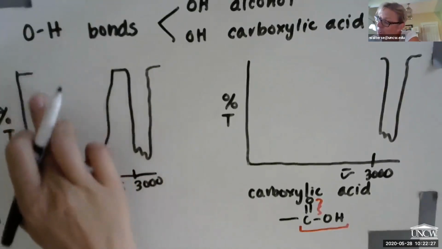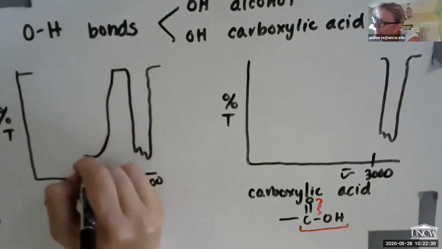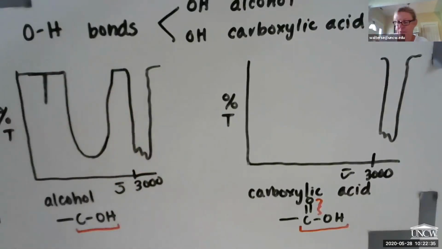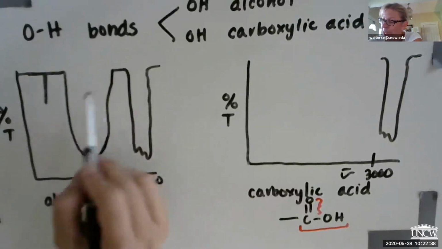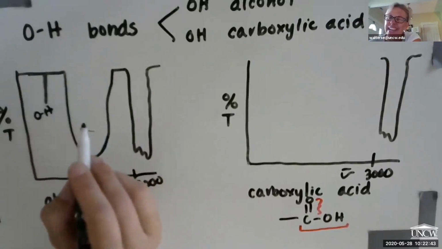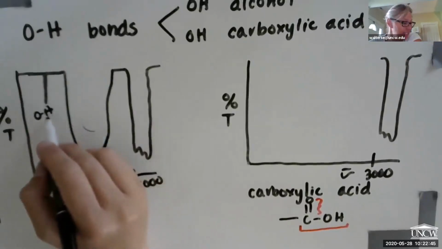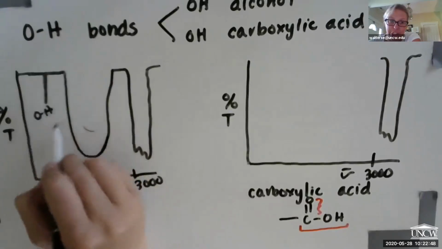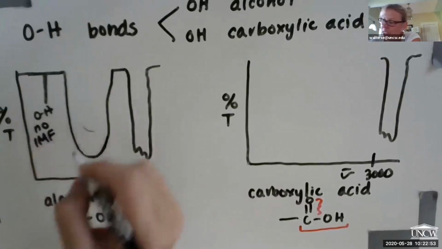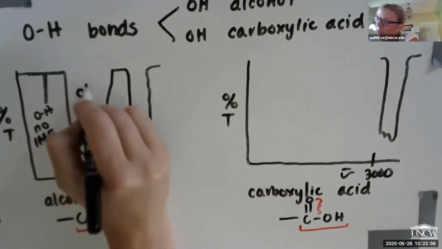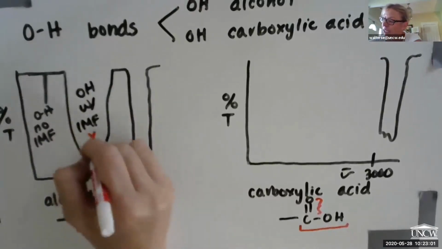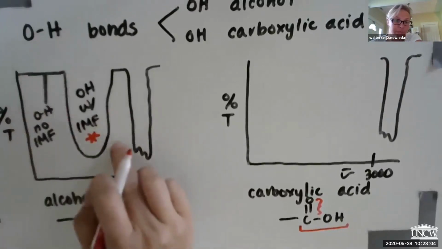Now, sometimes what you'll see is the big well, and then you'll see a little thing next to it. Oftentimes, when you have this, this is still an OH stretch. It looks like an sp carbon to hydrogen, but it's not. This is an OH stretch if there are no intermolecular forces. This is the OH stretch with intermolecular forces. This is the one that you have to be able to recognize, not this little sharp one, this one.